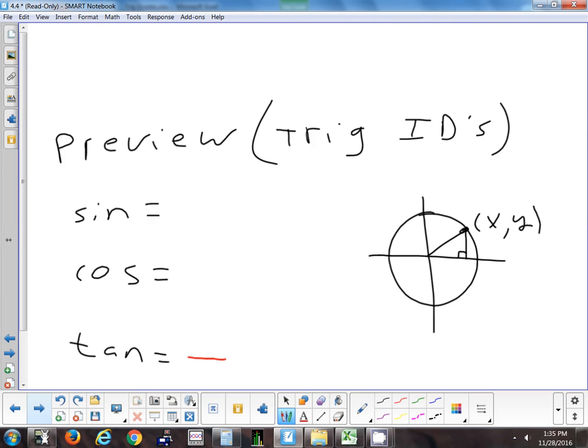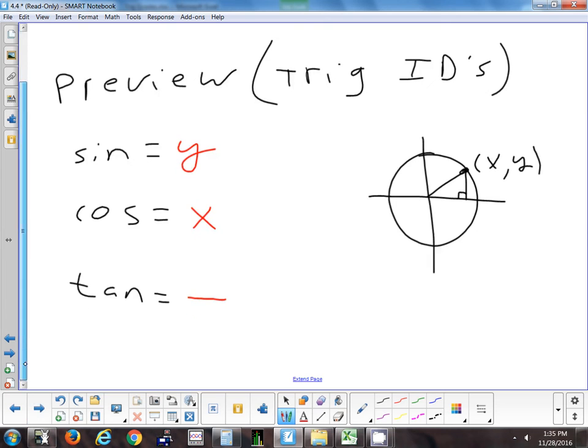It's a letter. It's equal to a letter. So it was a definition. Yeah, sine was equal to y. Yep. And what about cosine? X. Cosine was x. And what about tangent? It was y over x.